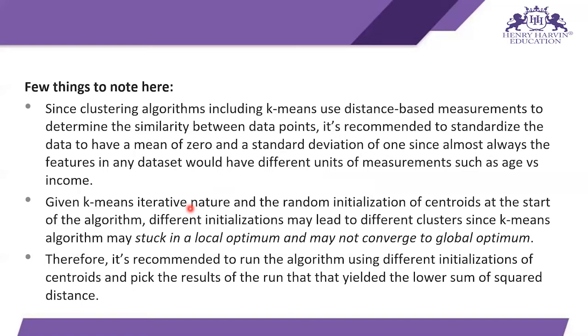Next, given k-means' iterative nature and the random initialization of centroids at the start of the algorithm, different initializations may lead to different clusters, since the k-means algorithm may get stuck in a local optimum and may not converge to the global optimum. Therefore, it's recommended to run the algorithm using different initial centroids and pick the result of the run that yielded the lowest sum of squared distances.